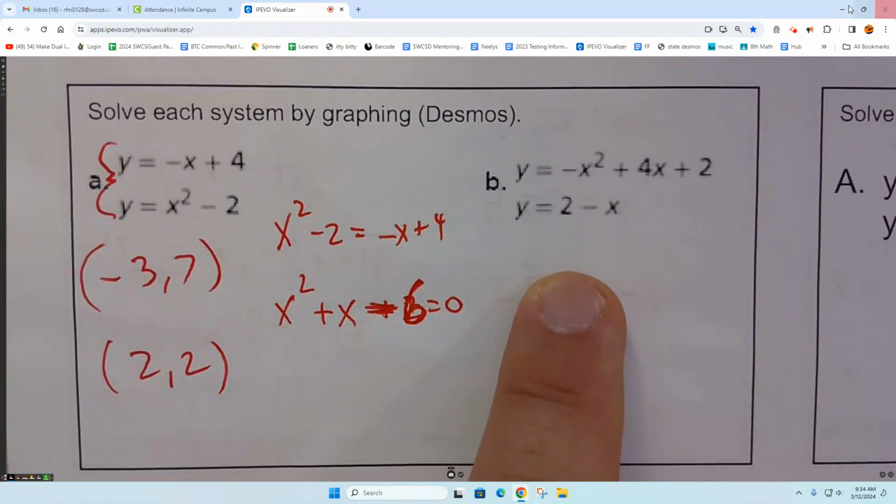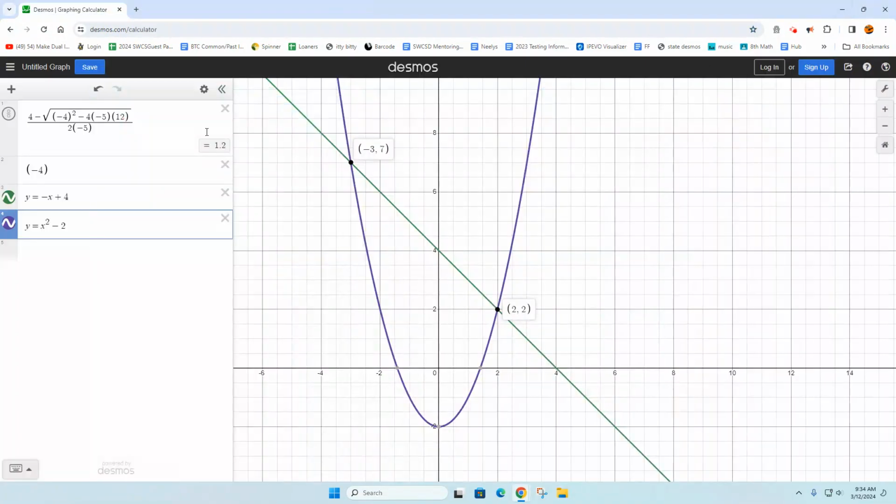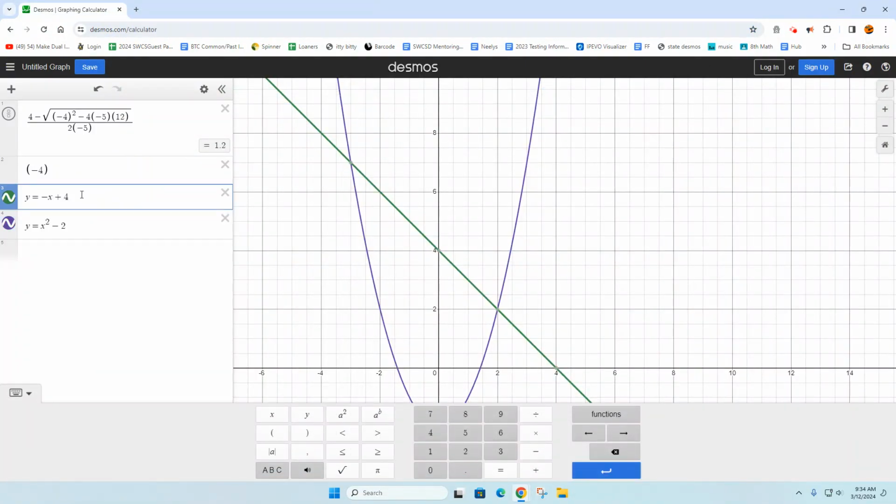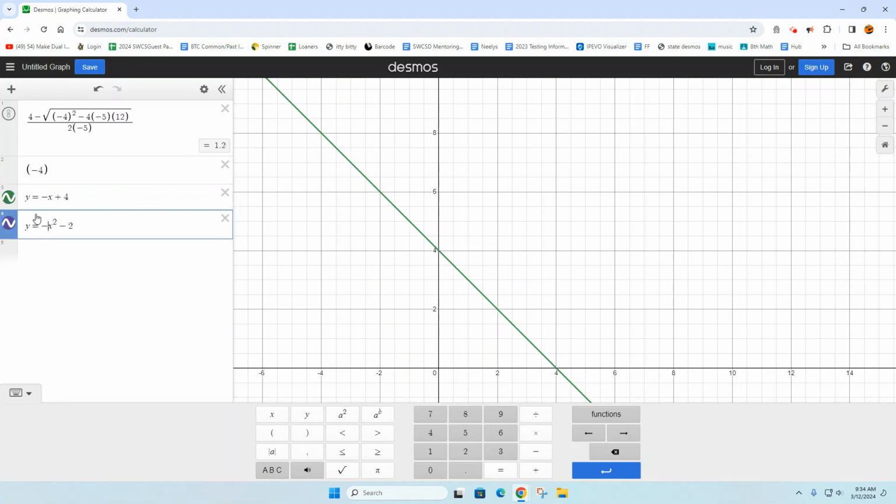All right, let's go to this next one. So it really, in some ways, it's a matter of just typing this into the calculator. Negative x squared plus, what the heck?